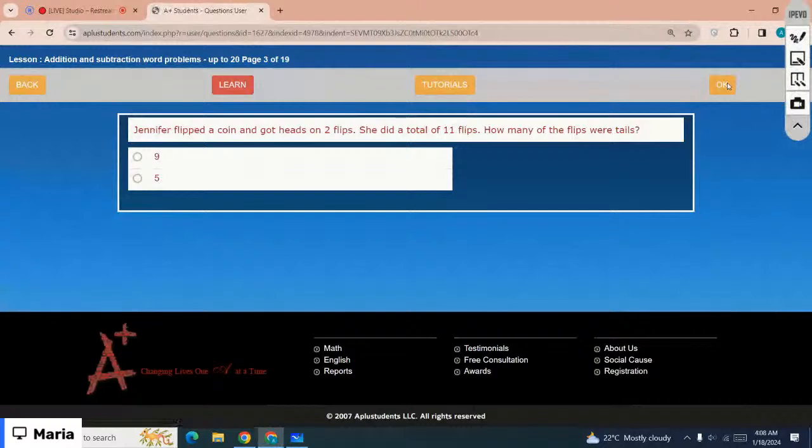Jennifer flipped a coin and got heads on 2 flips. She did a total of 11 flips. How many of the flips were tails? So which is the correct option? The total flips she did is 11, right? Only 2 of them are heads. You need to count the flips that are tails. So which is the correct option?